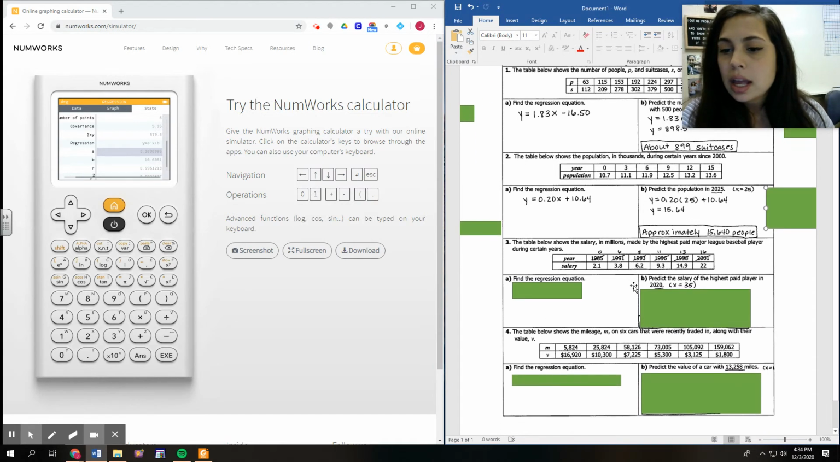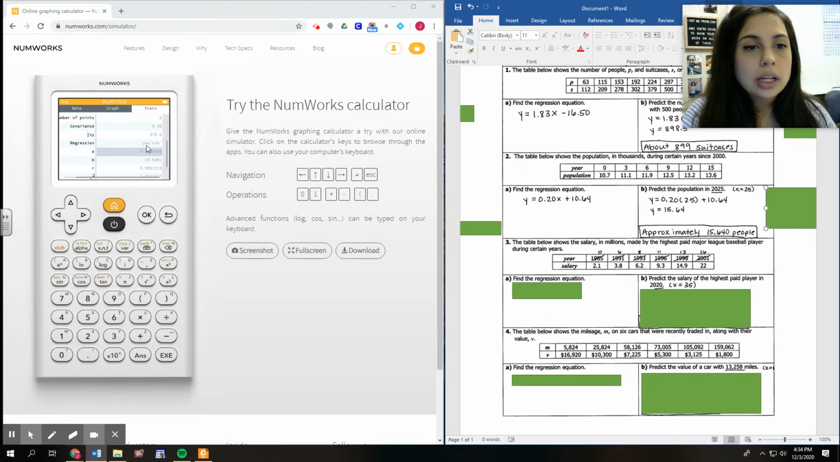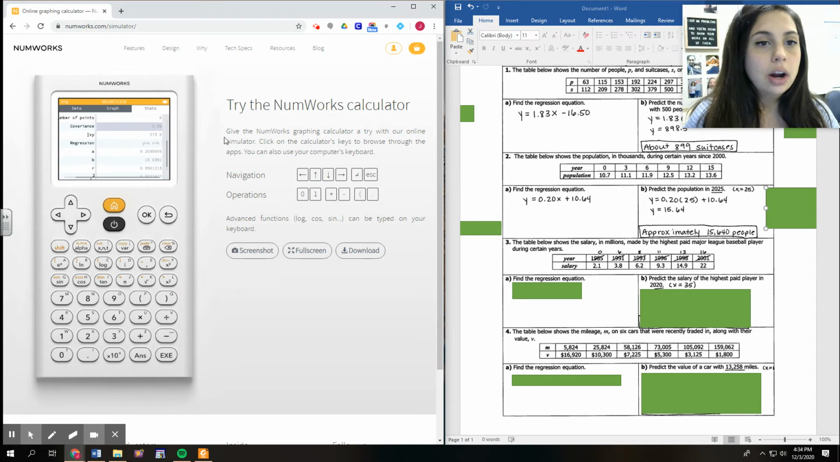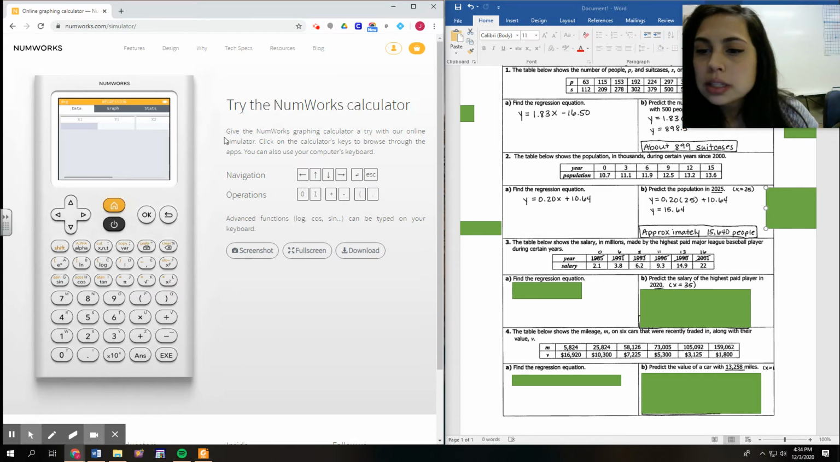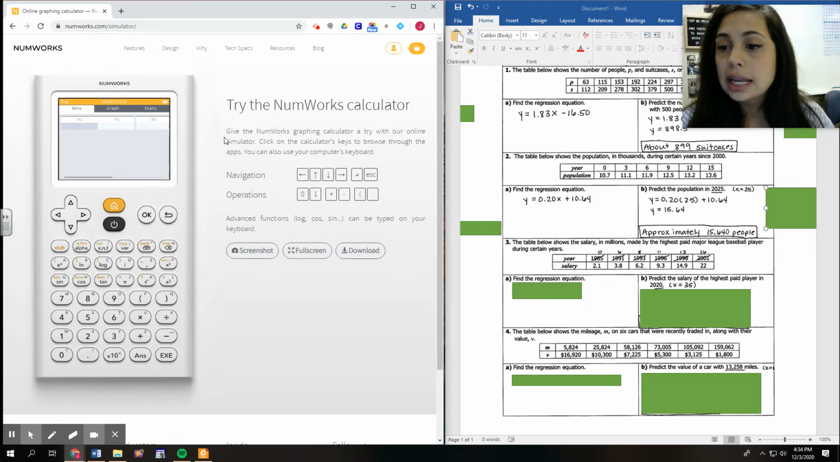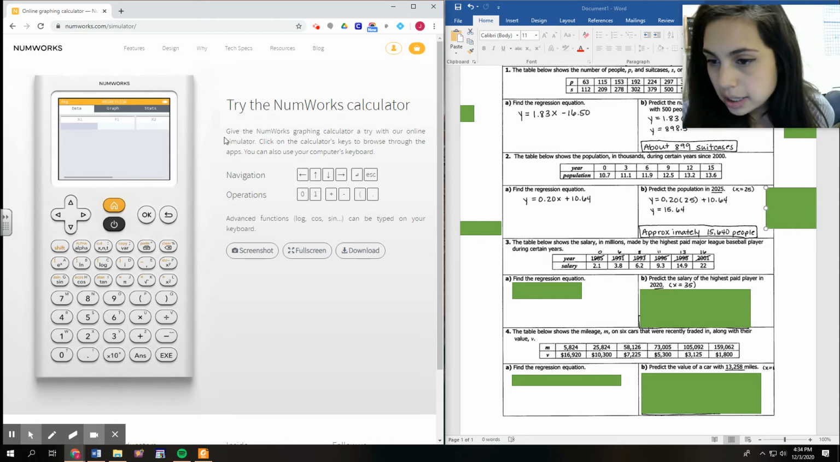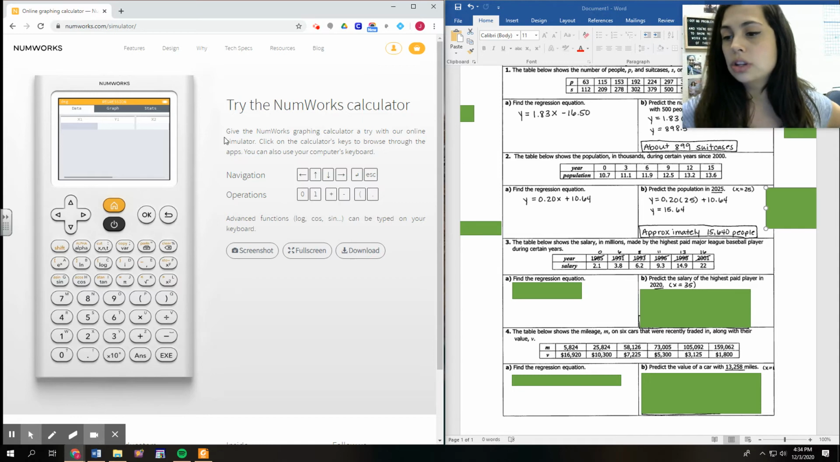Okay. Number 3, so let's go back to our calculator over here, all the way up to data, hit enter. We'll delete all that we have in here already. So number 3 says the table shows the salary in millions. Okay, so remember the units are millions, made by the highest paid Major League Baseball player during certain years. Okay, and it says 1985, 1991, 1993, 96, 98, and 2001.